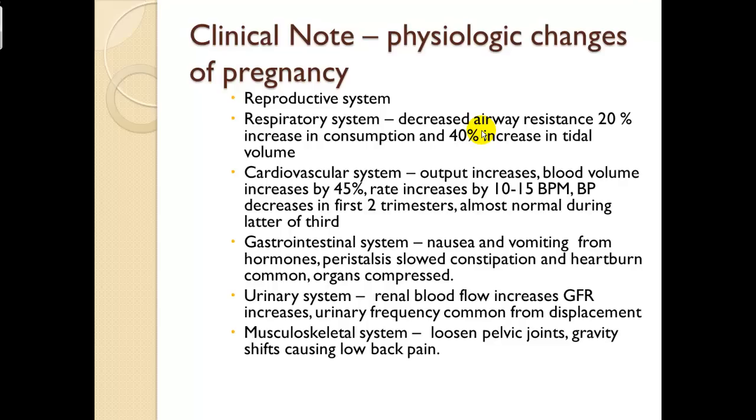Gastrointestinal system: nausea and vomiting from hormones. Peristalsis slowed. This leads to constipation and heartburn, which are pretty common, and the organs are generally compressed due to the development of the fetus. Urinary system: renal blood flow increases, glomerular filtration rate increases, urinary frequency is common from displacement. Musculoskeletal system: loosening of the pelvic joints, gravity shifts causing lower back pain.